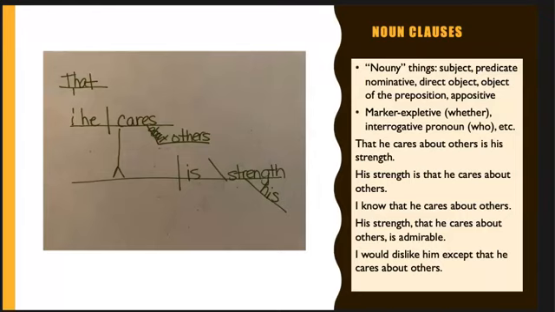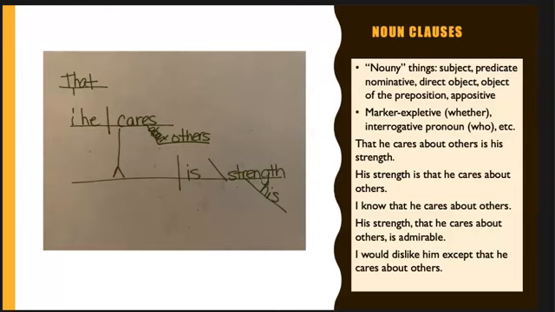So some examples: that he cares about others is his strength. We'll come back to that to talk about how to diagram these, but in this sentence the dependent noun clause is the subject. His strength is that he cares about others. In this sentence, it's the predicate nominative. I know that he cares about others, the direct object. I know who or what. His strength that he cares about others is admirable, a non-restrictive appositive. I would dislike him except that he cares about others, the object of the preposition except.